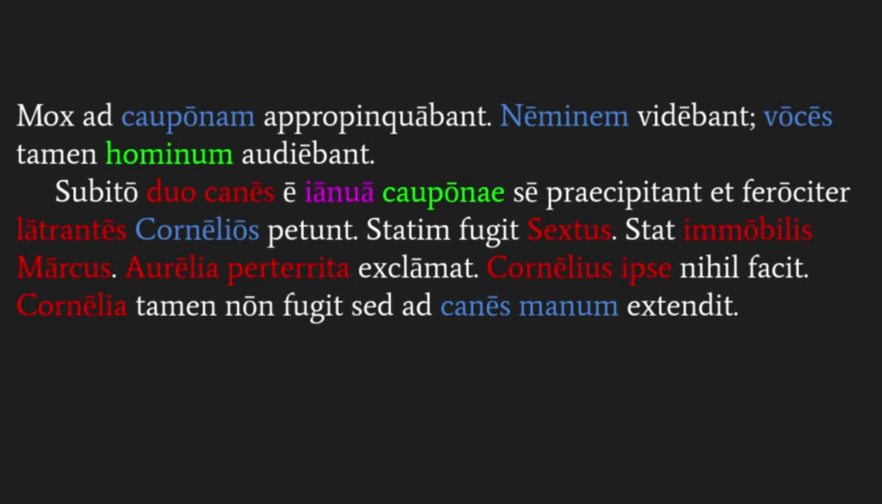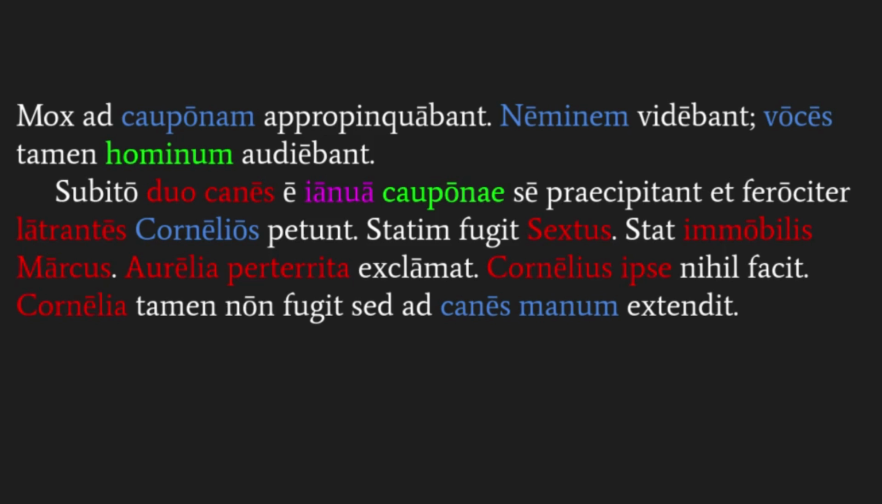Statim fugit Sextus. So immediately, statim, Sextus fugit. He runs away. Because remember, Sextus is kind of cowardly, right? So he flees, he runs away. Stat immobilis Marcus. So Marcus, stat, he is standing. It's from sto, stare, to stand. So he stands immobilis, motionless, right? So he's kind of frozen.